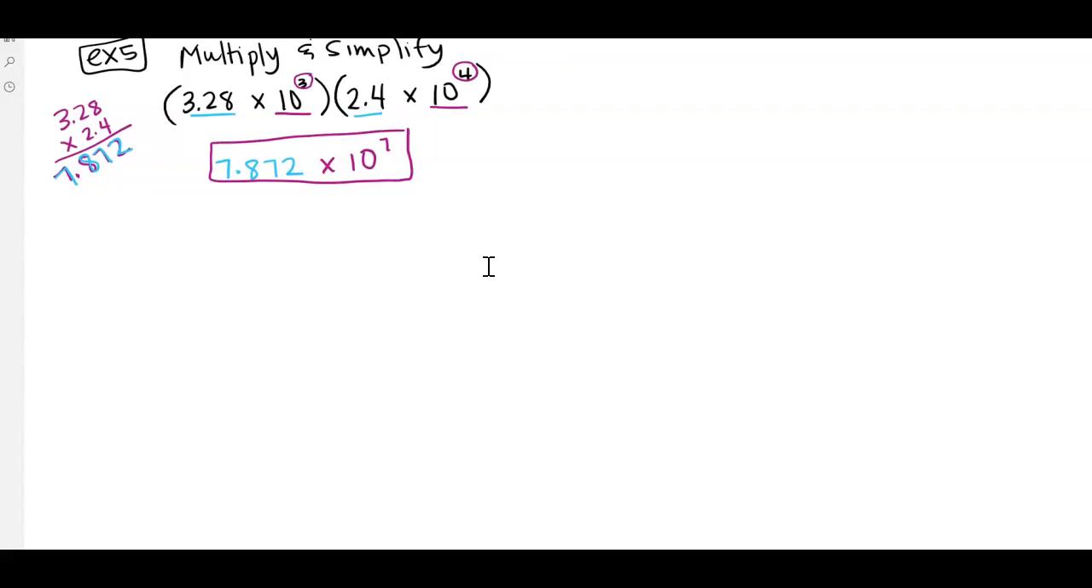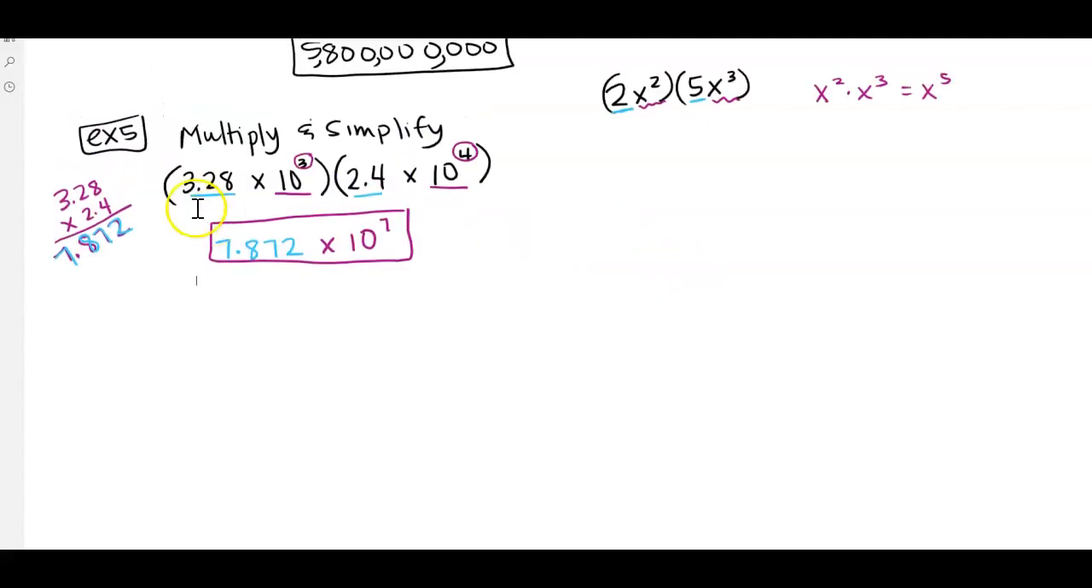On the homework, you write it that way and not in standard? Right. If it gives it to you in scientific notation like this, then they want you to keep it in scientific notation for the answer. Good question. And that's the whole idea: this is helping us use those properties of exponents that we did before. To find the answer to this, I could do 3.28 times 1,000, and then do 2.4 times 10,000, and then multiply those two numbers together. But it wants you to leave it in scientific notation.